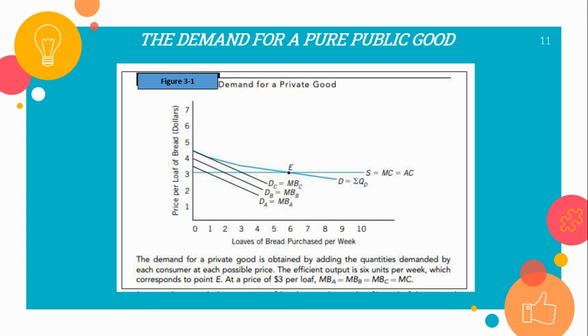Until the price falls below $4 per loaf, the only individual purchasing the good will be the one whose demand curve is represented by DC. At lower prices, the other individuals whose demands are represented by DB and DA progressively enter the market, and the quantities that they demand as prices are lowered are added to the consumer whose demand is DC. So the market demand curve for the private good is labeled like this.